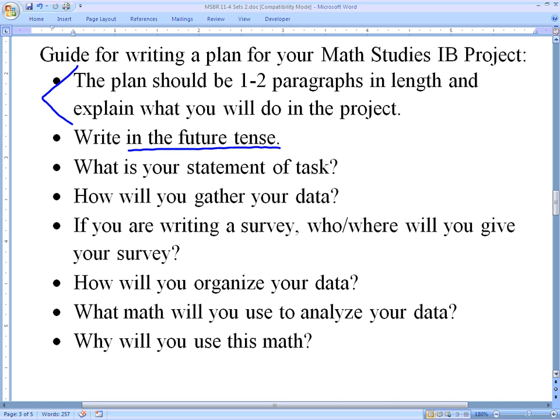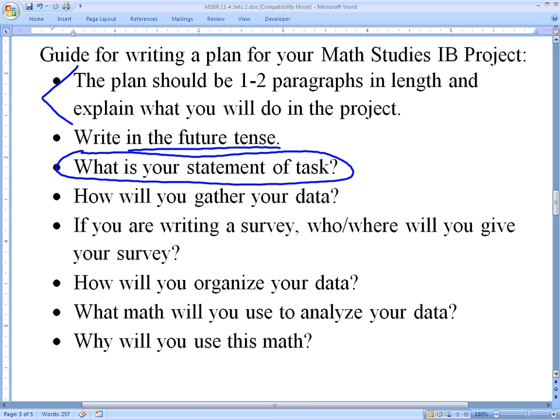So start off by restating your statement of task. I will investigate the relationship between blank and blank, or whatever you're doing. And that will sort of set you off, essentially, like give you a focus for what you're writing in the rest of the plan. So how will you investigate this relationship?